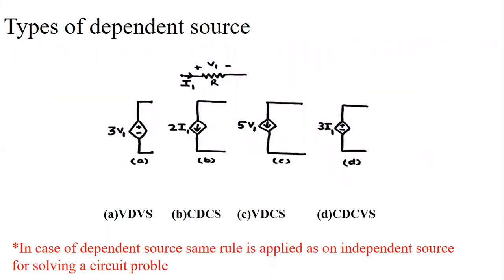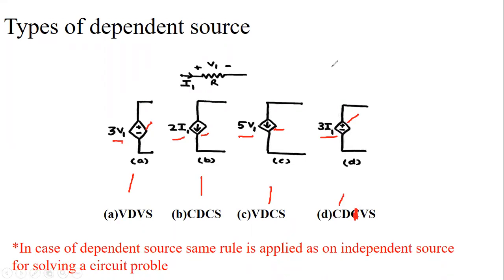Now see the types of dependent source. As we have discussed, there are 4 sources. This is a voltage depending upon the voltage, so this is my voltage dependent voltage source. That is a dependent current source depending upon the current, so this is a current dependent current source. This is a dependent current source depending upon the voltage, so this is my voltage dependent current source. This is a dependent voltage source depending upon the current, so this is a current dependent voltage source.